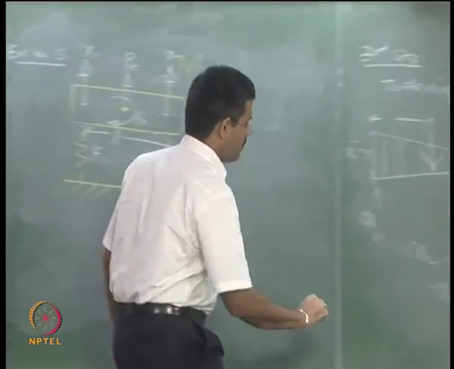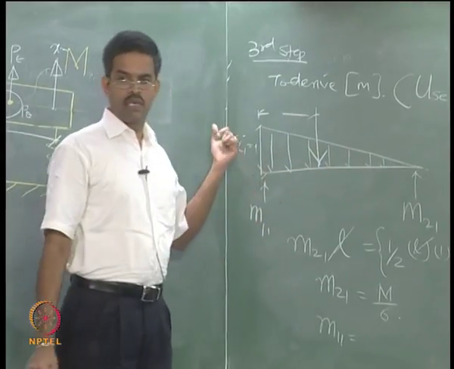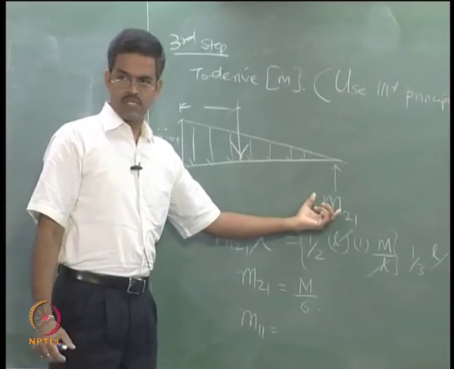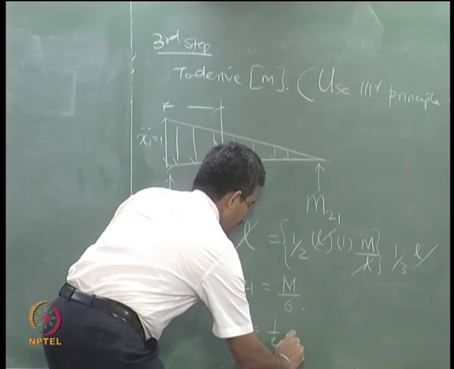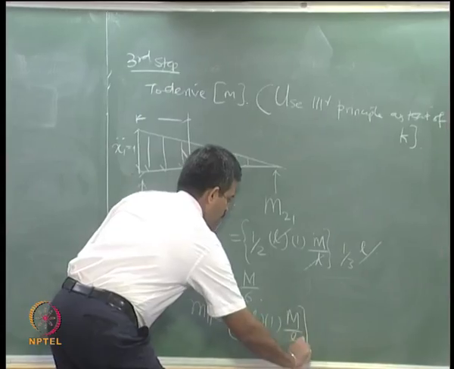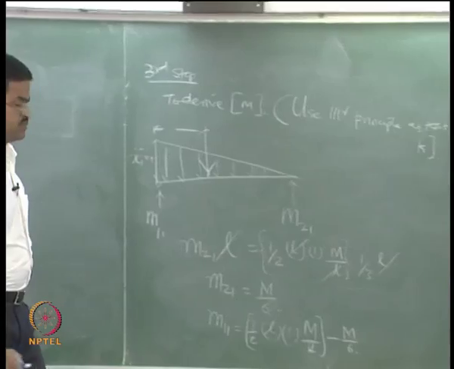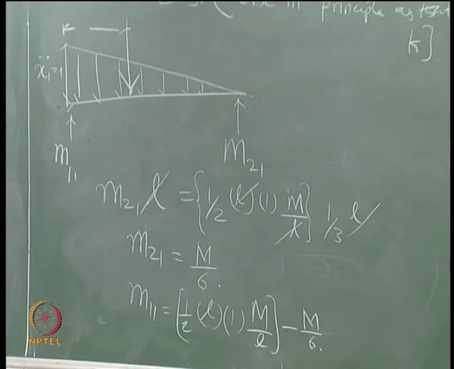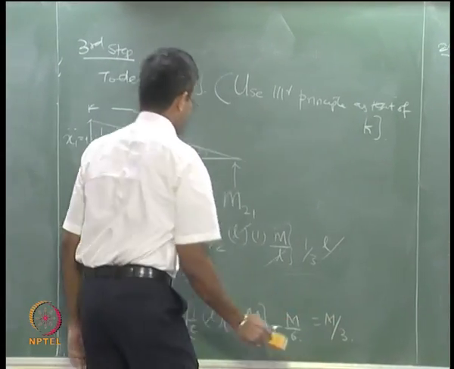So M11 will be the total area of this triangle, or the total inertia force, minus the reaction force of M21, which will be half L height M by L minus M by 6, which will be M by 3. Is that okay?